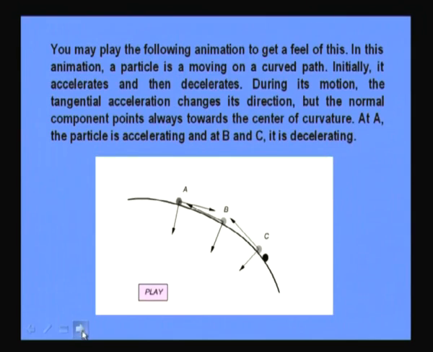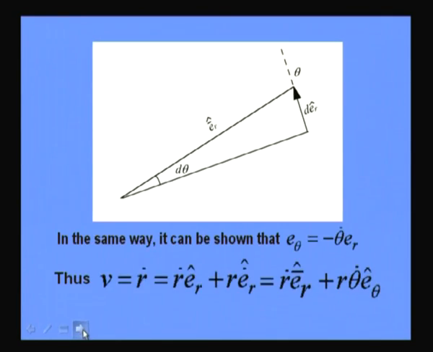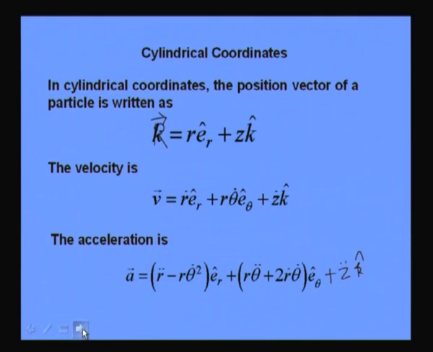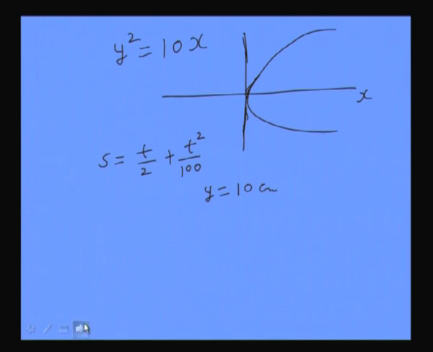Now the point is that you have not been given time. So although you can take the derivative, you cannot find the value of that derivative, because you need to know the time. But it has been mentioned that y is equal to 10 centimeter at that point. So how do we tackle this problem?